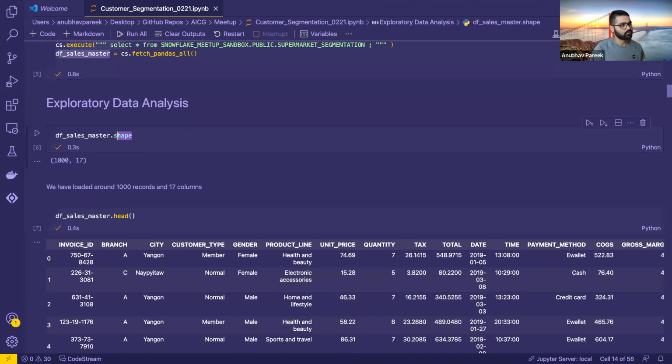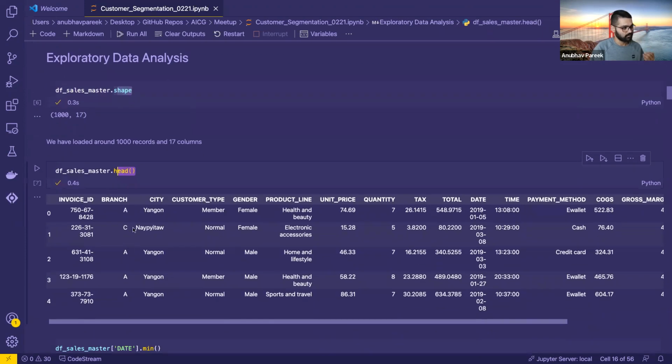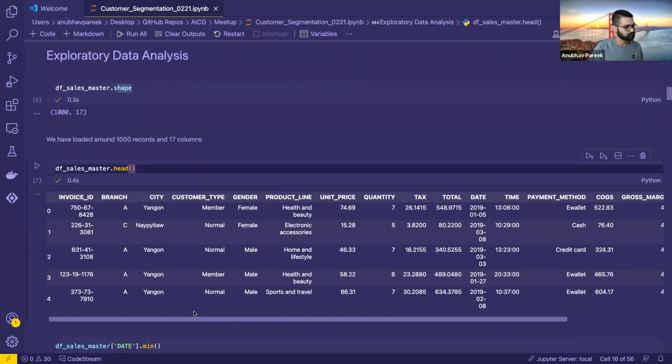So you have a method called .shape, again from the pandas data frame. It tells you that we've loaded 1,000 records and 17 columns. You do a quick head, and by default it gives you the top 5 rows in your data frame. If you pass a number to the function, you can actually call more rows. So if you pass head 25, you can see the top 25 rows in your data frame and so on.